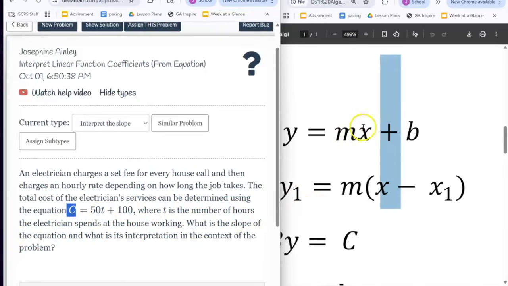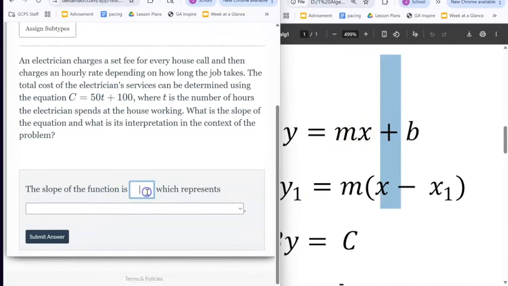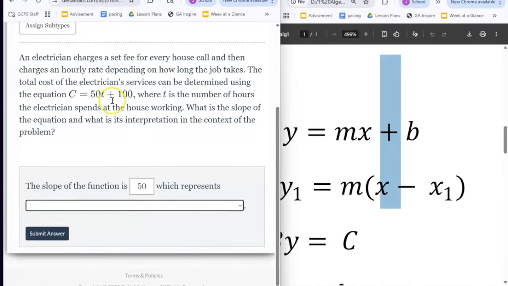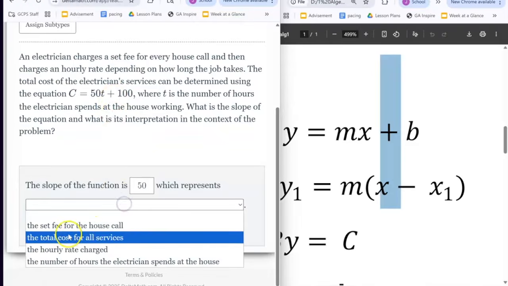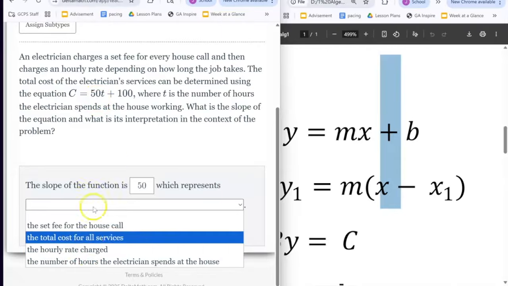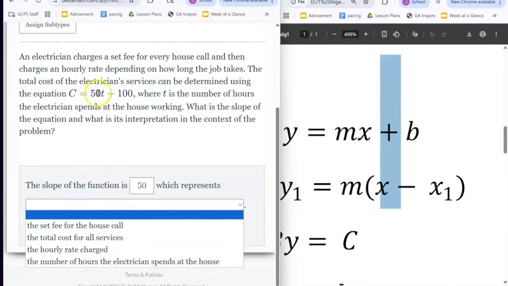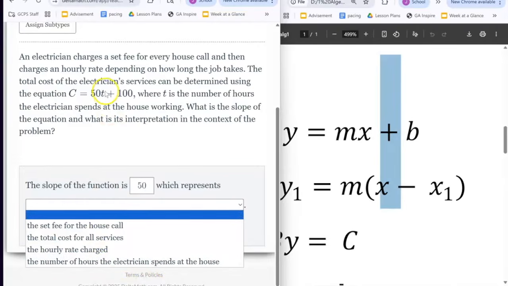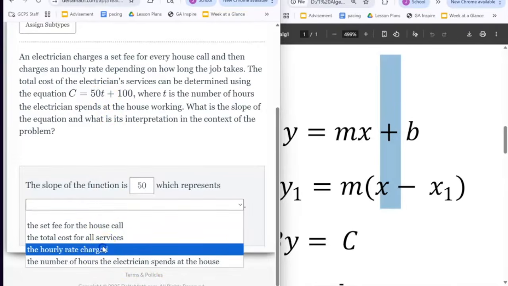So again, slope is attached to the variable, so that's going to be 50, and that's the additional cost based on how long he's out there. The set fee, the set fee is $100. Just to come out, he's going to charge $100. The total cost, C, is going to be the total cost because it includes the set fee plus every hour he's there. The hourly rate charge, yes, so he's going to charge $50 every hour. The number of hours he spends at the house, again, no. T is the number of hours that he'll spend in the house.